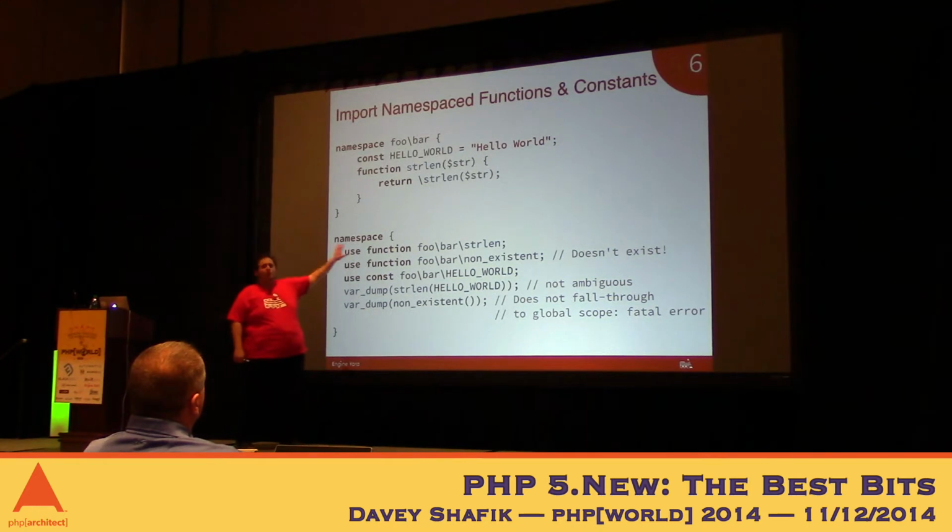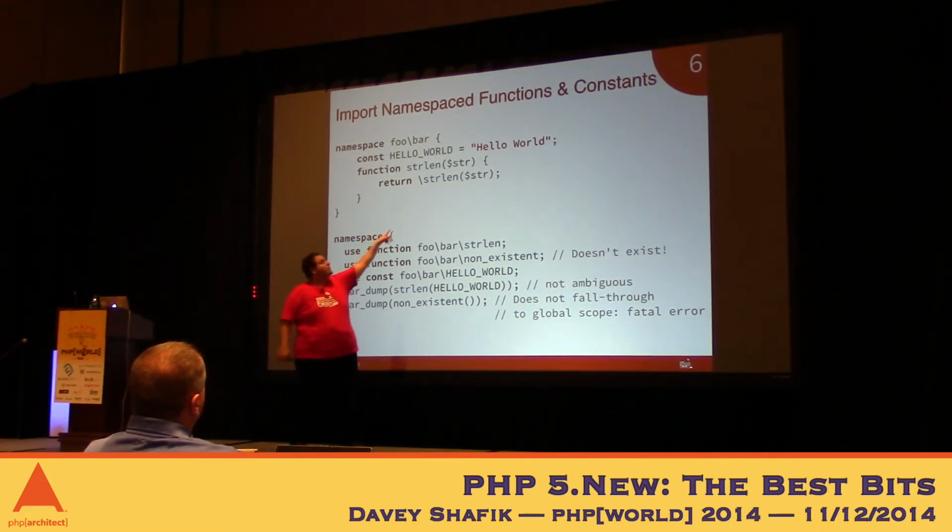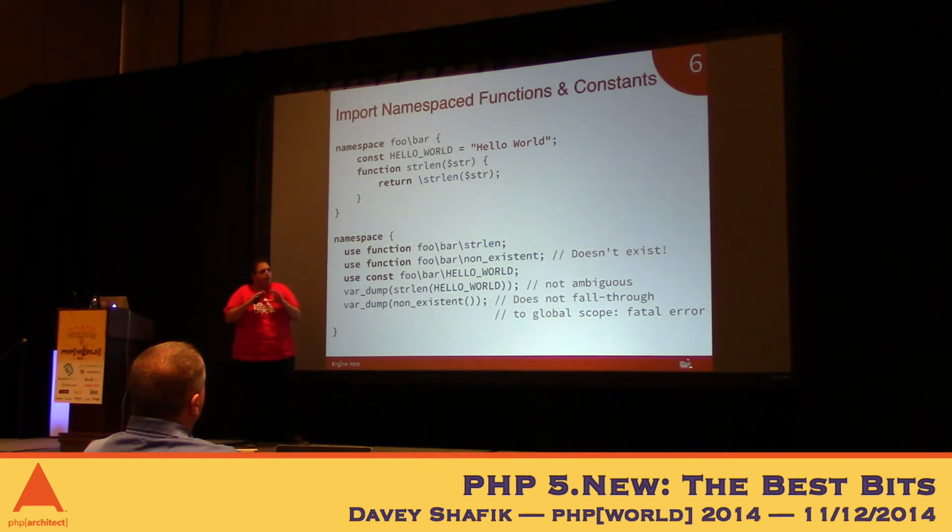So namespace foobar, this is that notation where you can have multiple namespaces. It's great for a slide, but again, don't recommend it. So const hello world equals hello world. Function strlen. So we're defining a function that exists within the global namespace, and to access that under the hood, we use this fully qualified slash because we're inside the namespace. By default, if we were to call strlen outside of this namespace without the fully qualified name, it will fall back to the global scope.